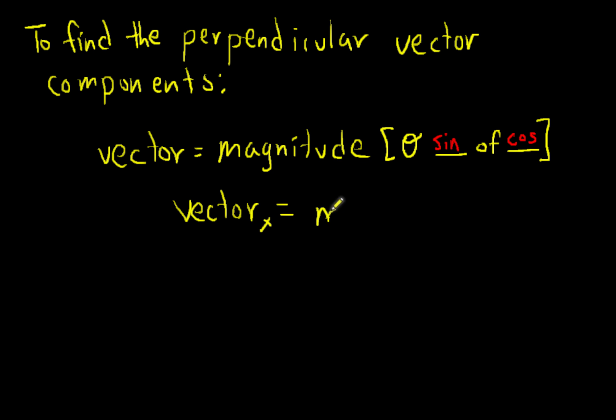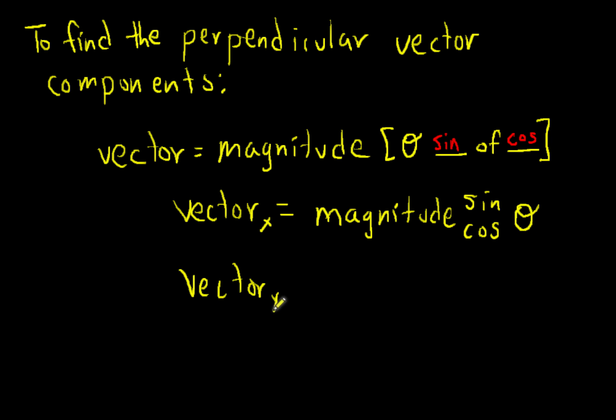The vector in the x direction will be the magnitude of the vector times sine or cos of the angle, depending on which one is most appropriate to use. And the vector in the y direction is found by multiplying the magnitude times the appropriate trig function, sine or cos, of the angle.